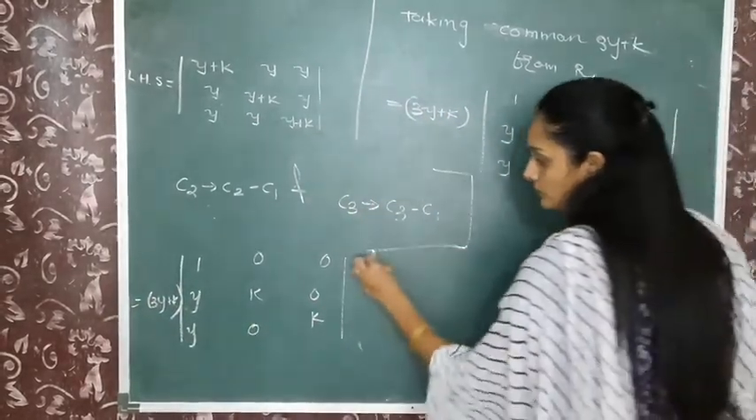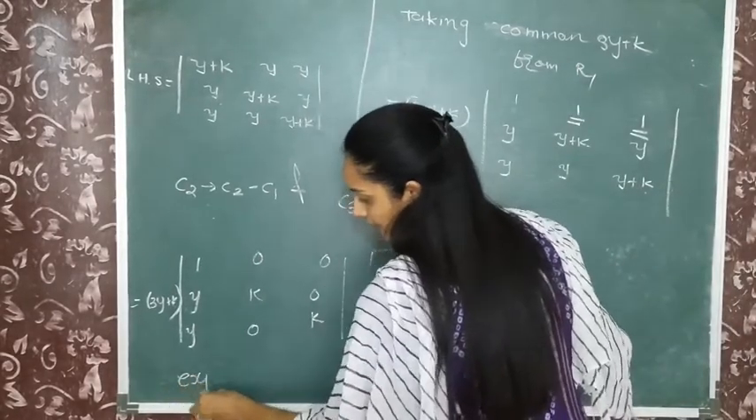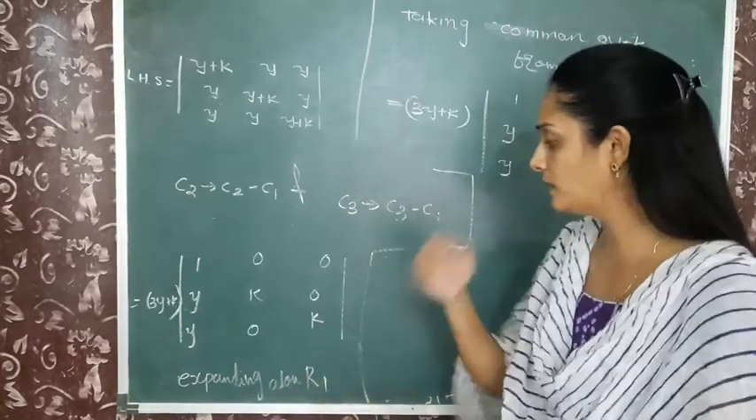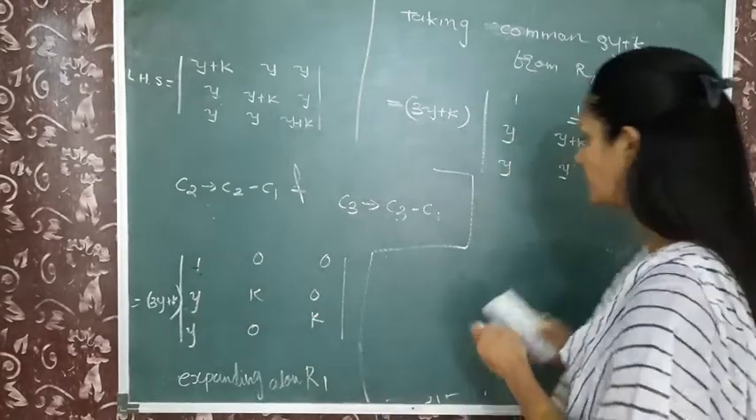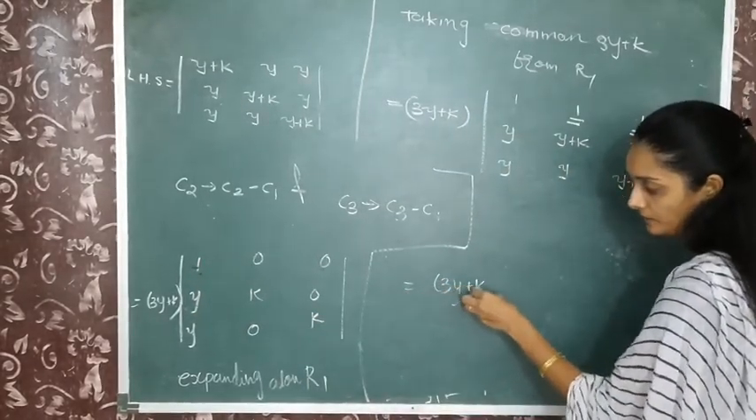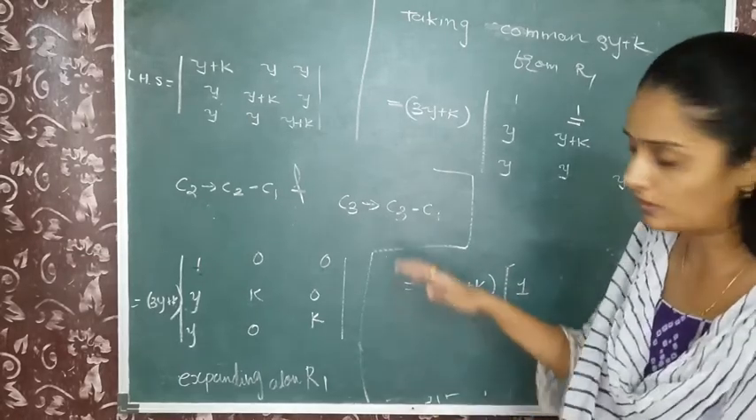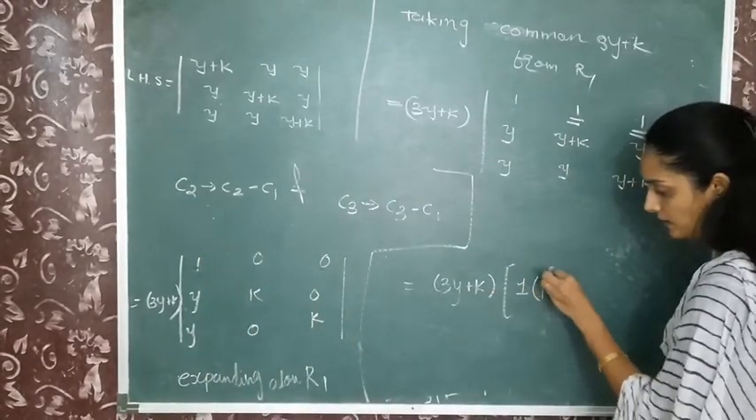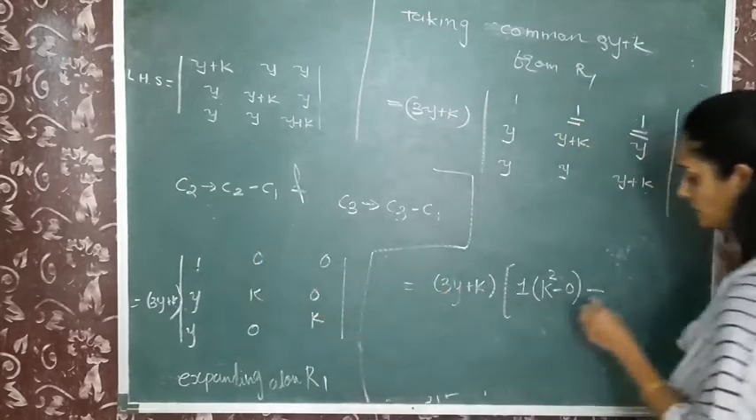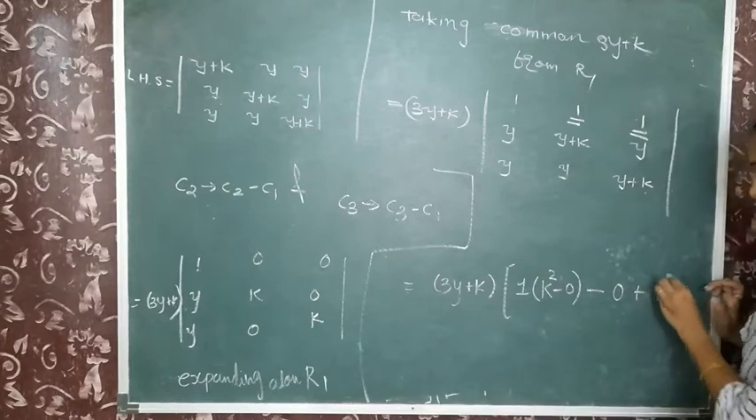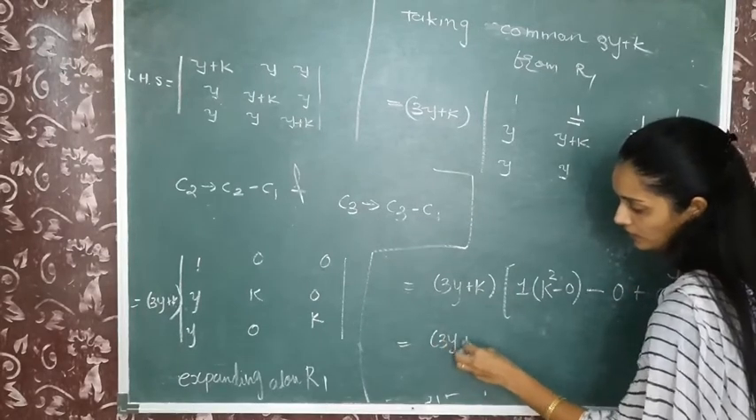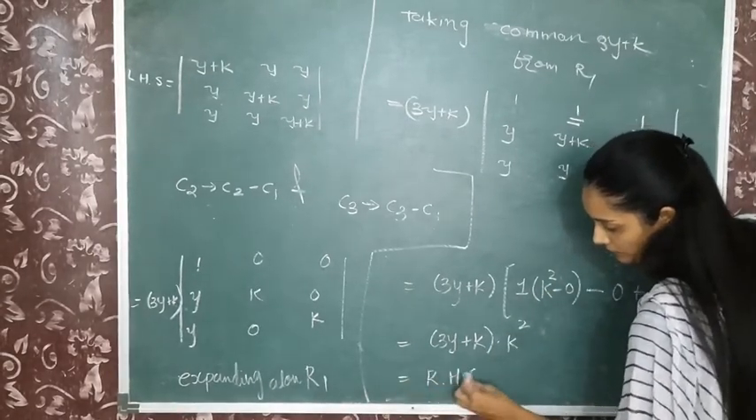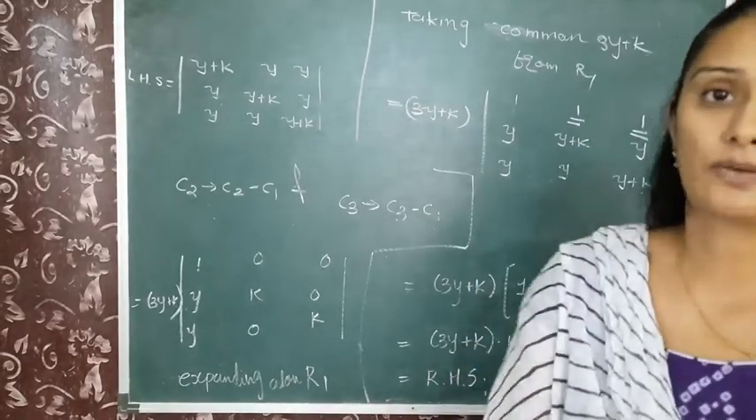Now, expanding along R1, that means the determinant is expanded with respect to the first row. So here 3y plus k, 1 times k into k, k square, minus 0, so in the bracket k square minus 0, minus second element is 0, so answer is 0, and last element is also 0. So 3y plus k into k square, which is the answer we require. Okay, so we can say LHS is equal to RHS.